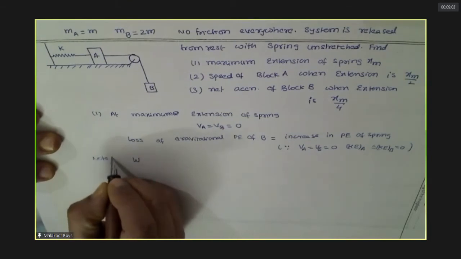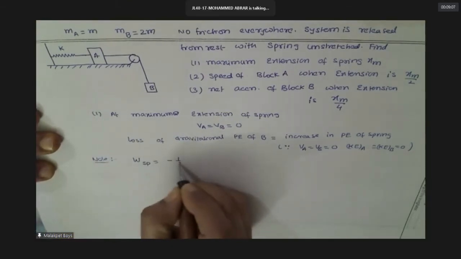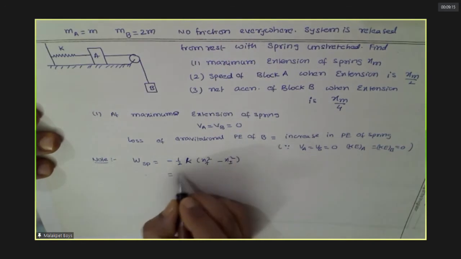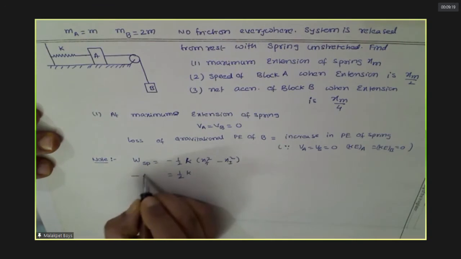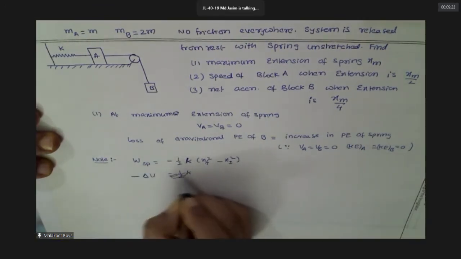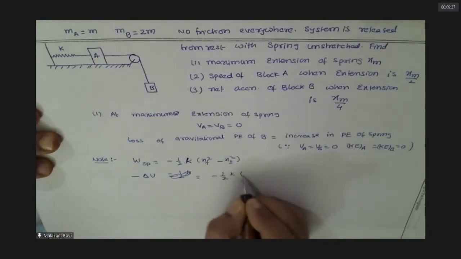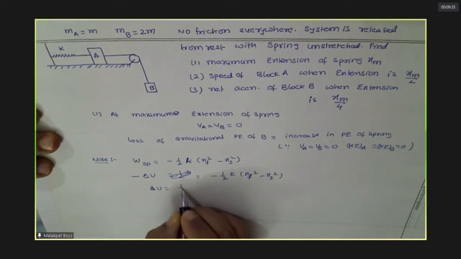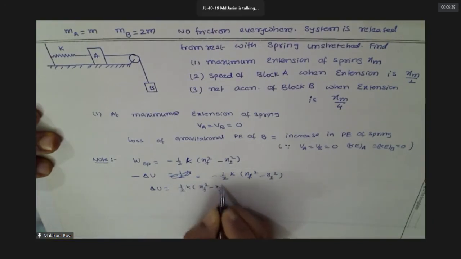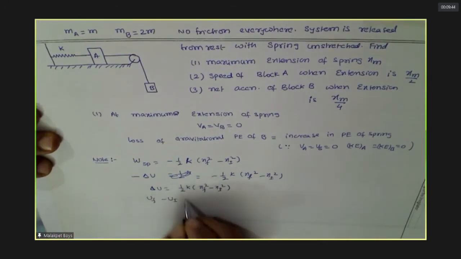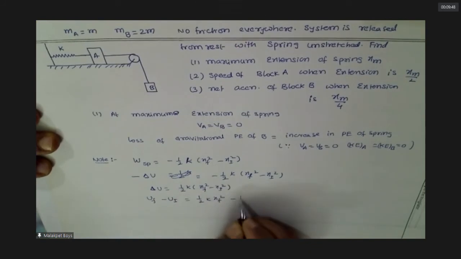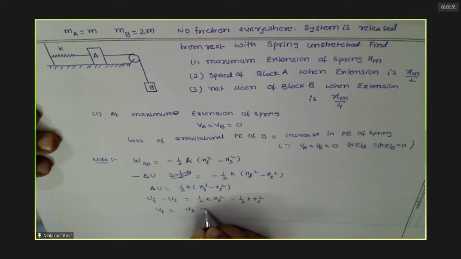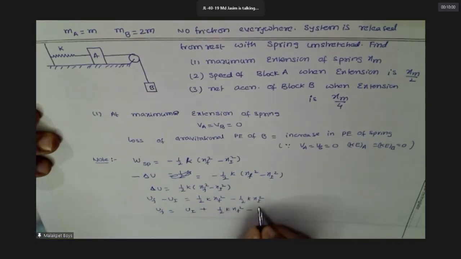What is the work done by the spring force? Minus half k into (x max square minus x min square). This is nothing but minus delta U. That means delta U is half k (x_m square minus x square), so U_F minus U_I. Half k x_m square minus half k x square. Agreed? Yes, sir.